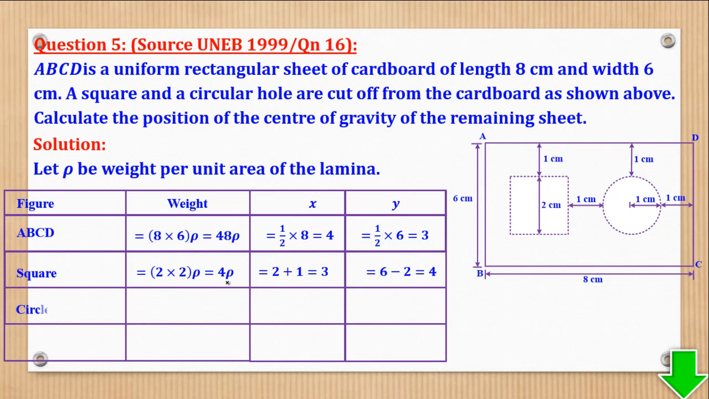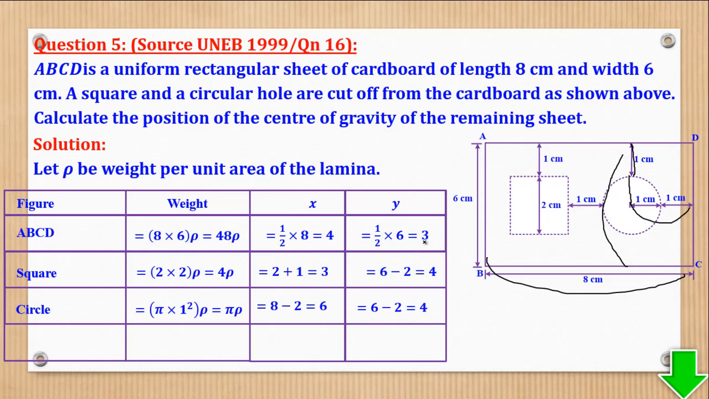That was the square. What about the circle? Circle area times rho to get the weight. Then the x coordinate: the good thing is we know that from here to here is 8 and from here to here is 2. So the x coordinate will be 8 minus 2. Then also, from here to here is 1, from here to here is also 1, and the whole of this is 6. So it will be 6 minus 2.